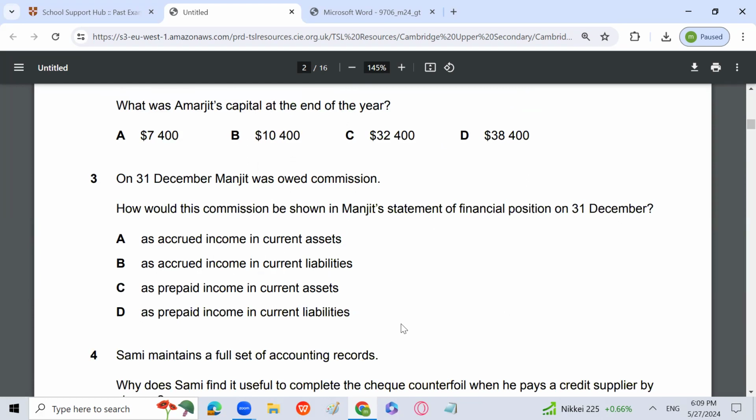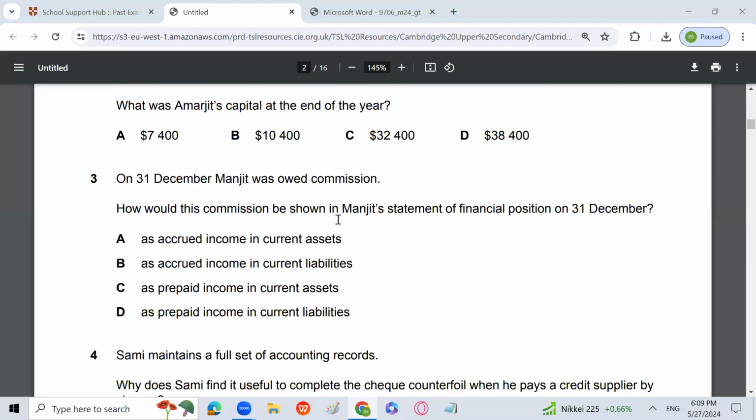On 31st December, Manjeet was owed commission. How would this commission be shown in Manjeet's statement of financial position? Manjeet was owed commission, means he is supposed to receive the commission. He doesn't owe commission; Manjeet was owed commission by someone. So: an accrued income in current assets, an accrued income in current liabilities, a prepaid income in current assets, or a prepaid income in current liabilities.